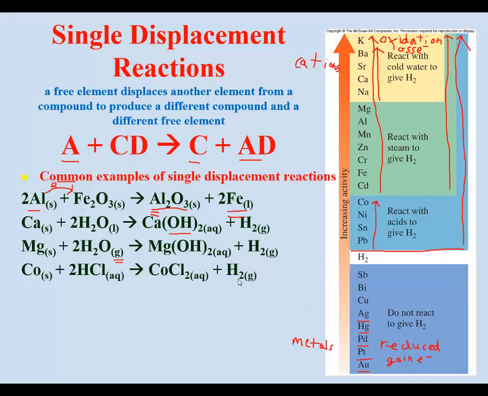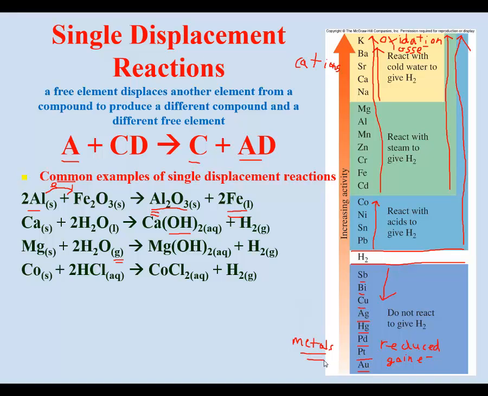Now, if I had a metal below hydrogen on this list, those metals below will not react with acids usually. They will not react with steam, and they will not react with cold water. So I noticed that my antimony, bismuth, copper, silver, mercury, palladium, platinum, and gold all have such low reactivities. They do not want to oxidize to form cations readily. They tend to stay reduced and be neutral metals.